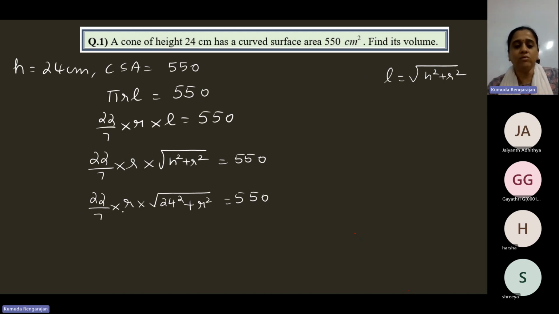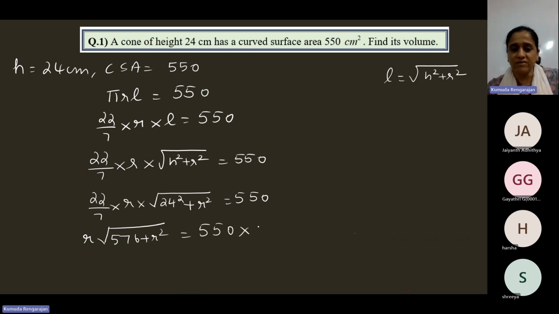That's it. Now we have to get rid of the square root symbol. So what you should do is have the expression which is under the square root on one side and take the others to the other side. All right. Or you can do this also, R into square root of 24 squared, which is 576 plus R square, is equal to 550.